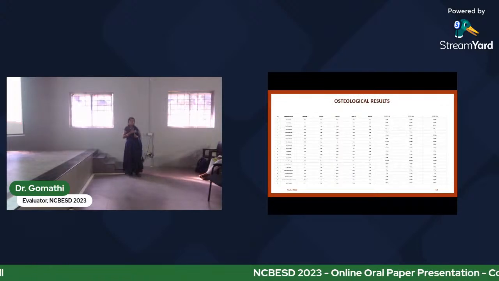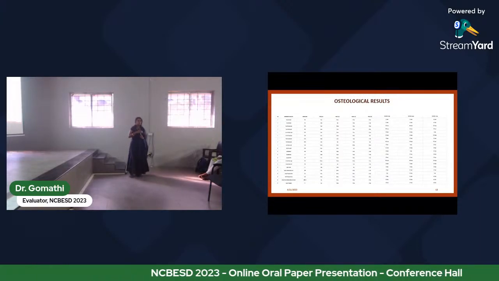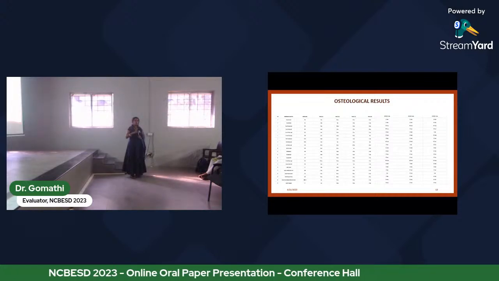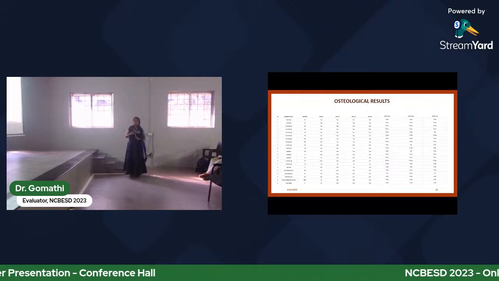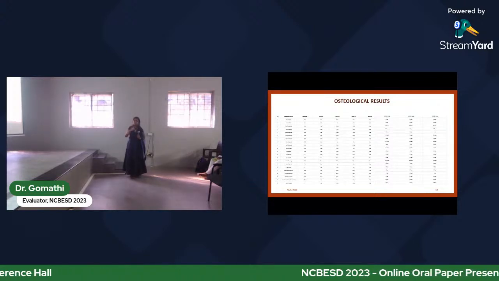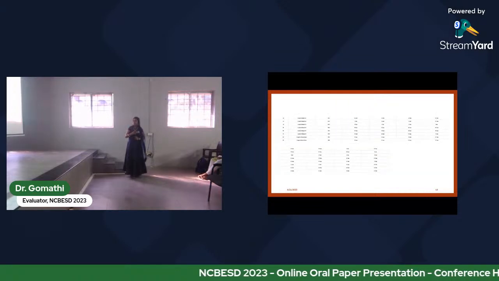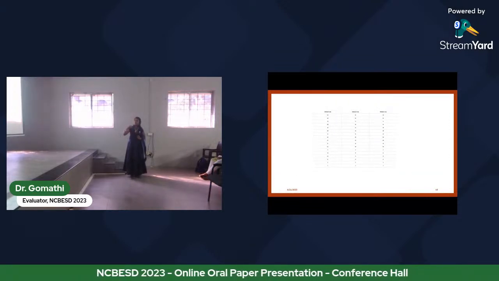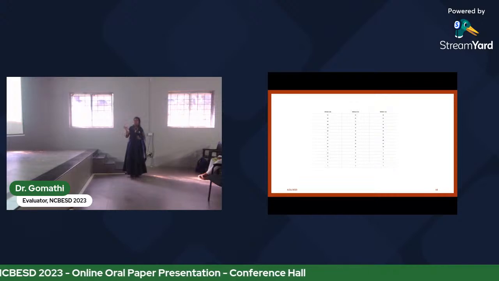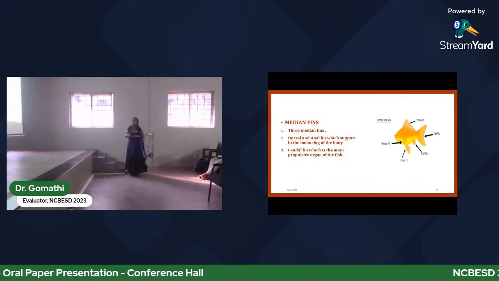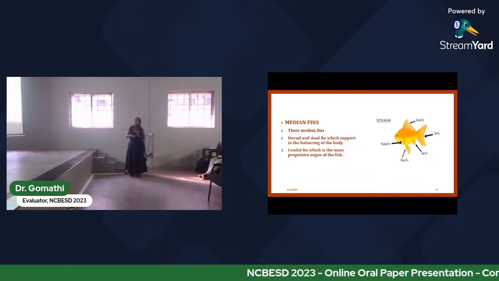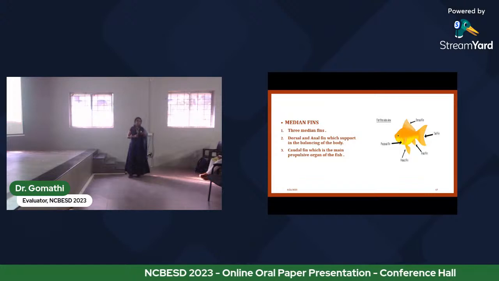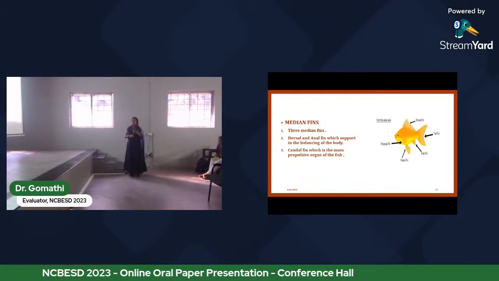Osteological results. I observed the fish for one month under the staining. These are the measurements I have taken for five specimens of each species, and these are the meristic characters. In osteology, in fish, there are dorsal fin and anal fin, which support the body. The caudal fin is the main organ of the fish.